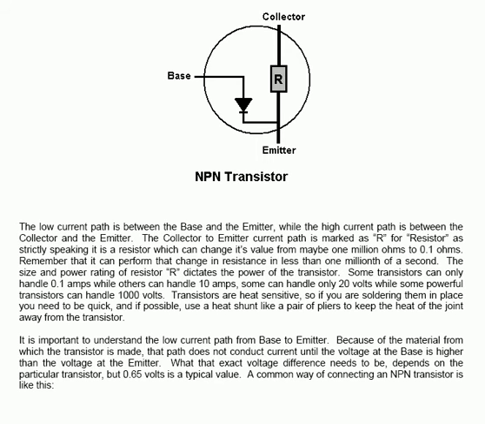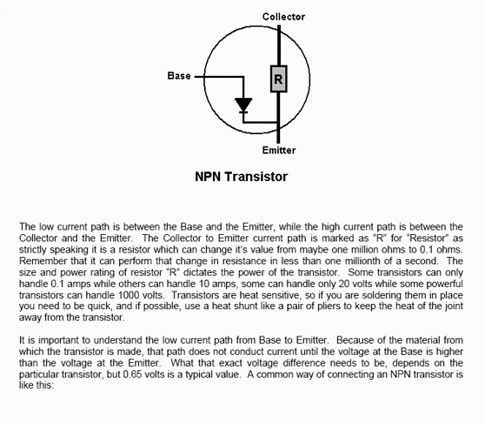The size and power rating of the resistor R dictates the power of the transistor. Some transistors can only handle 1/10 of an amp, while others can handle 10 amps. Some can handle only 20 volts, while some powerful transistors can handle 1000 volts. Transistors are heat sensitive, so if you're soldering them in place, you need to be quick, and if possible, use a heat shunt like a pair of pliers to keep the heat of the joint away from the transistor.